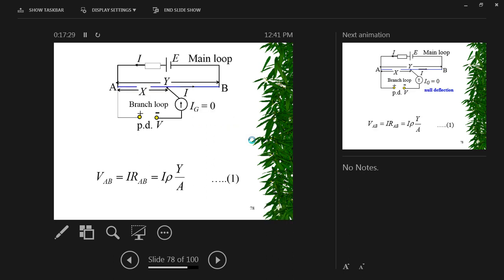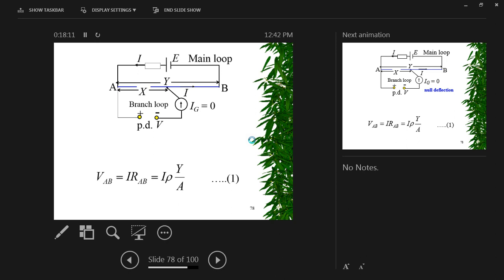So let's take a look at this branch loop. Now, if the current going through the galvanometer is not zero, one of the possibilities is that this current I coming at A will split between the PDV and the resistance wire, which means that the current going through the resistance wire X is smaller than the current going through the remaining portion of the resistance wire, because this current in the branch loop will combine back again at the point C and continue on in the resistance wire back into the battery. So this current I will not be the same as the I that I have used in the equation for equation 1.